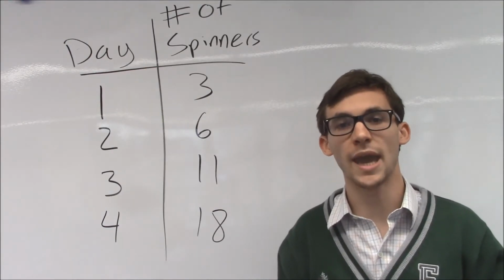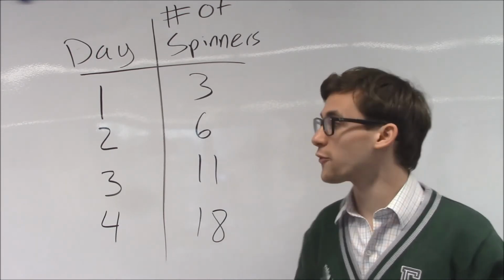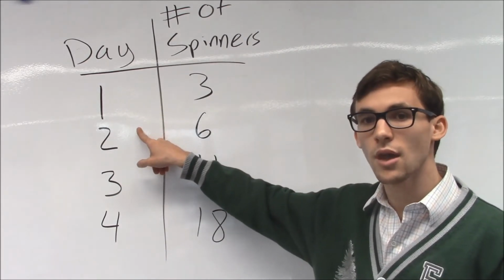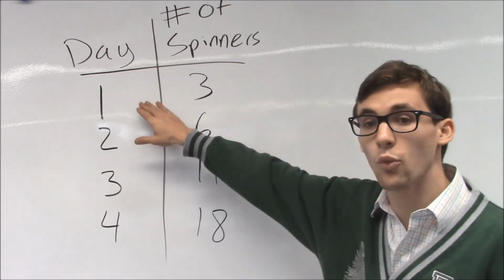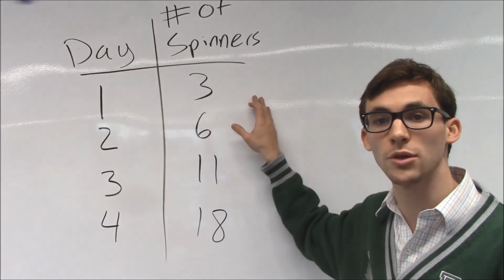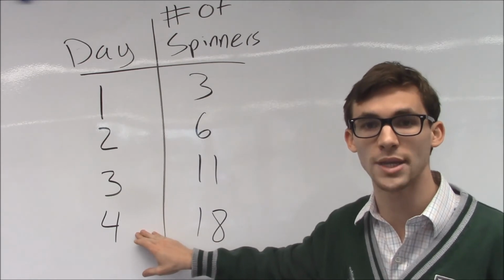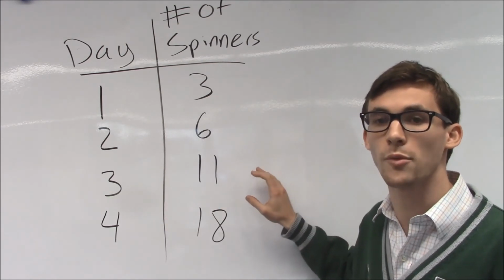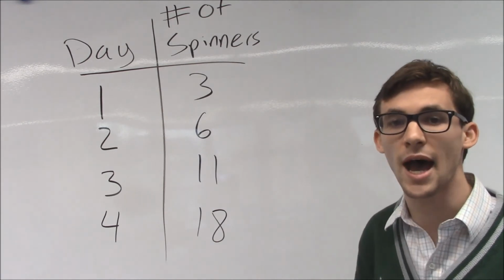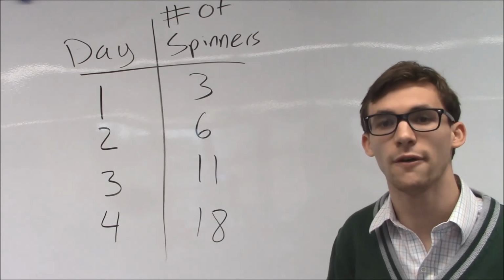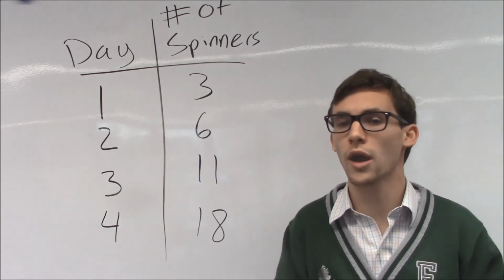In order for a function to be exponential, it has to change by equal factors over equal intervals. This means if we change the input by the same amount, our output has to be multiplied or divided by the same number. When we went from day 1 to day 2, our number of spinners doubled from 3 to 6. But when we went from day 3 to day 4, the same interval of 1 day, our number of spinners went from 11 to 18. So we did not double. Therefore, I know this table is not representing an exponential function. In this case, we have a function that is neither linear nor exponential.